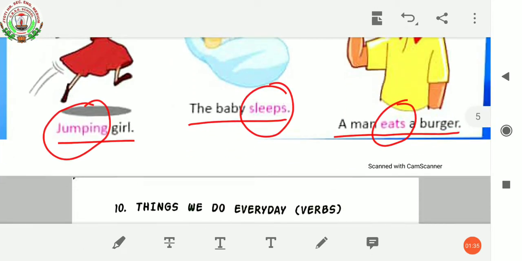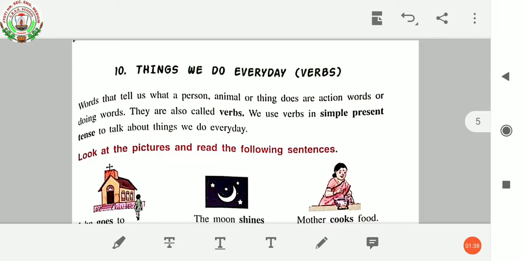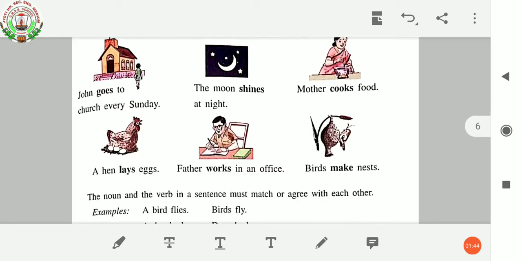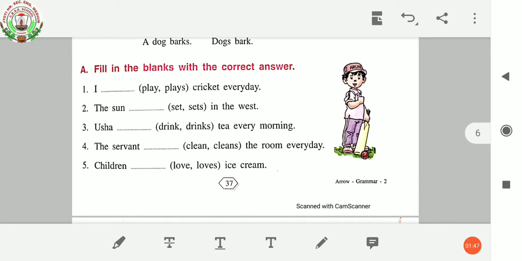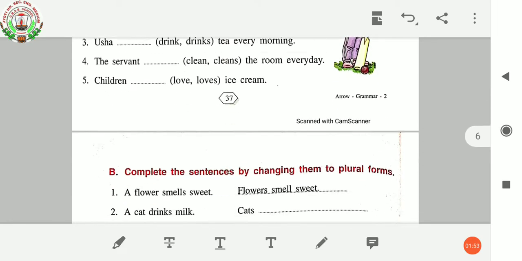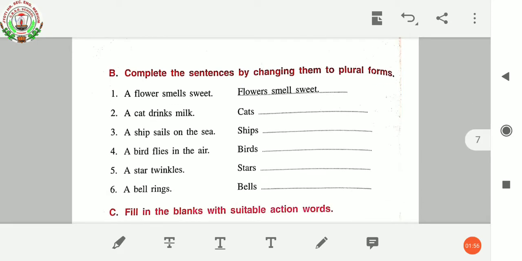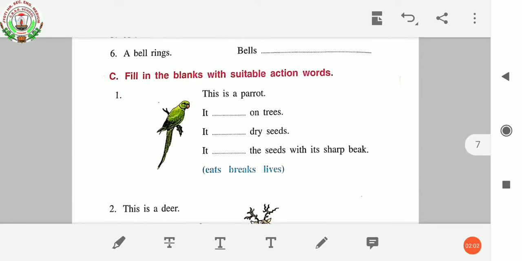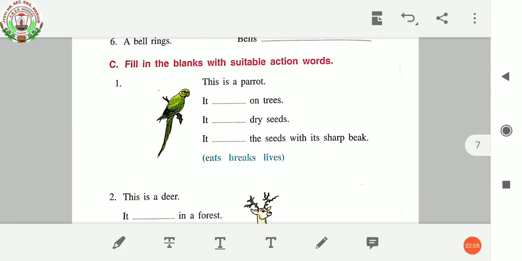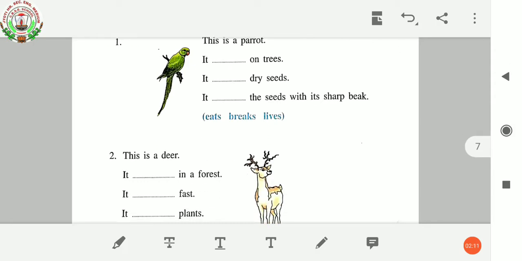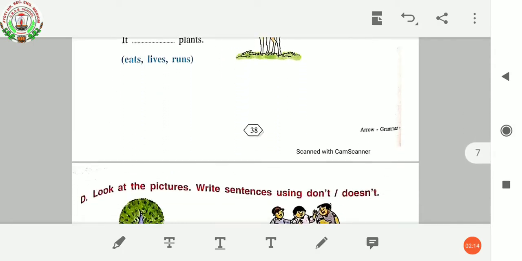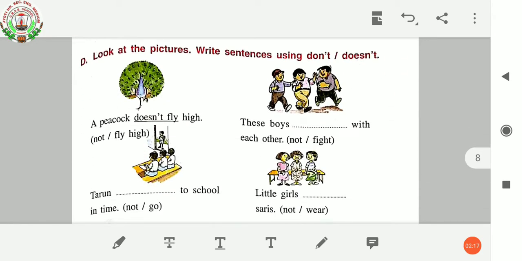This is your grammar book, and we are learning chapter number 10, Things We Do Every Day, verbs. In this chapter we have completed question A, filling the blanks with the correct answer. Then the second question, complete the sentences by changing them to plural forms. Then question C, filling the blanks with suitable action words. We have done all of these. So my dear children, today we will do question D.